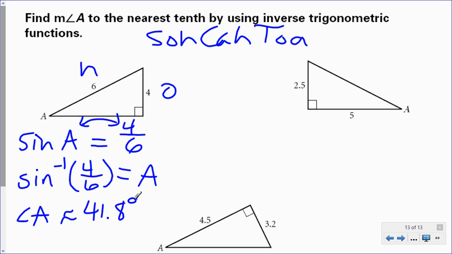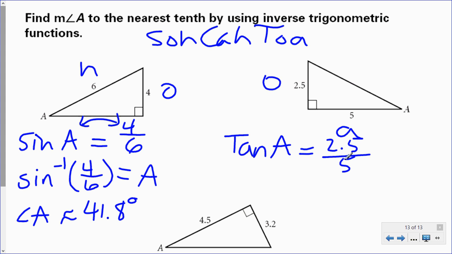Let's look at a couple more, and then we'll be finished. So over here, again, start by labeling your sides. The 2.5 is opposite, the 5 is adjacent. So refer to your SOHCAHTOA. Tangent compares opposite and adjacent. So we would set it up. Tangent of angle A equals opposite, which is 2.5, over adjacent, which is 5.